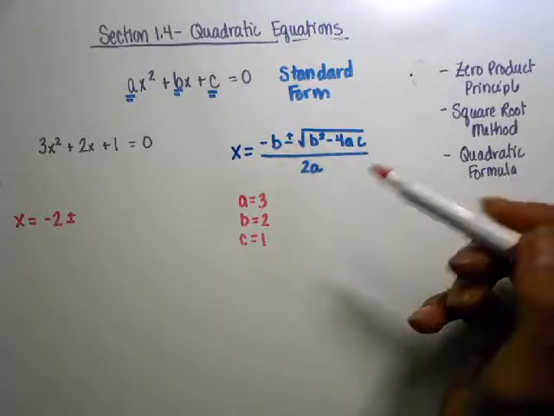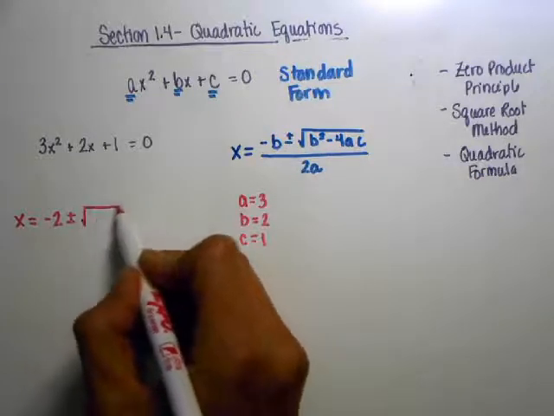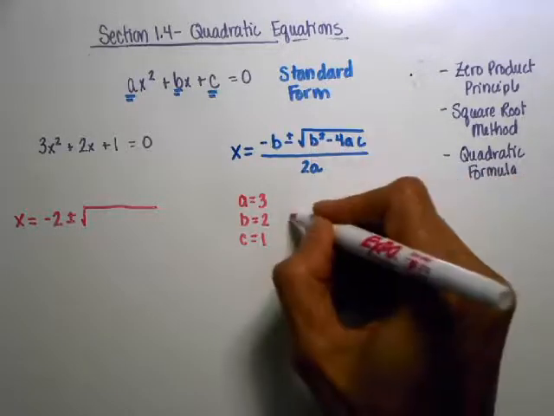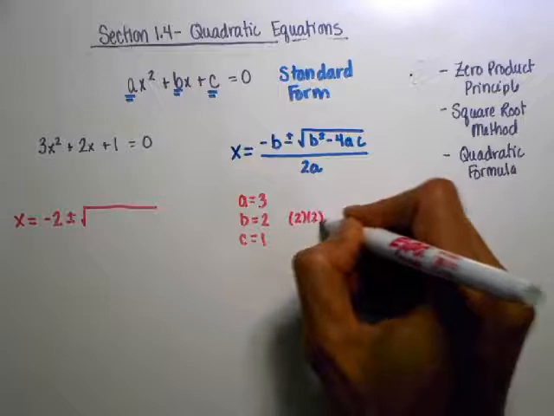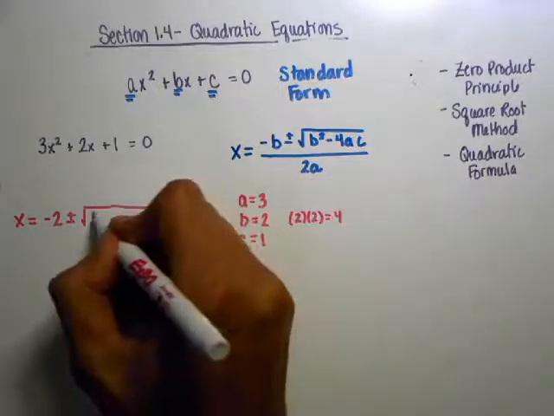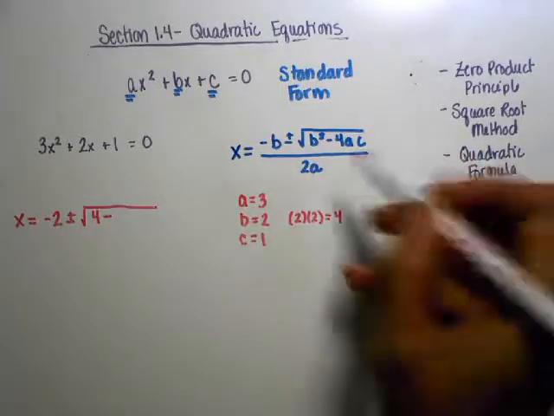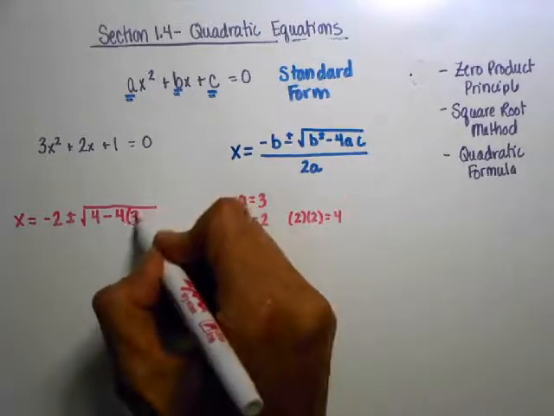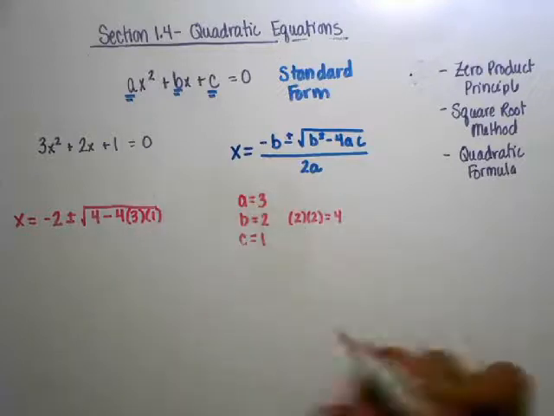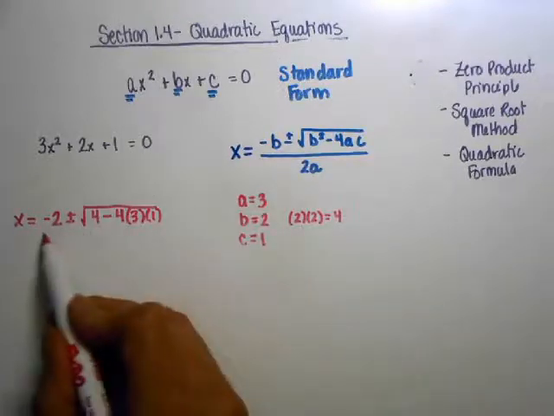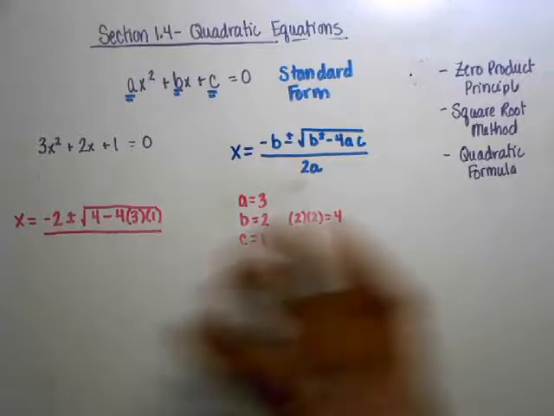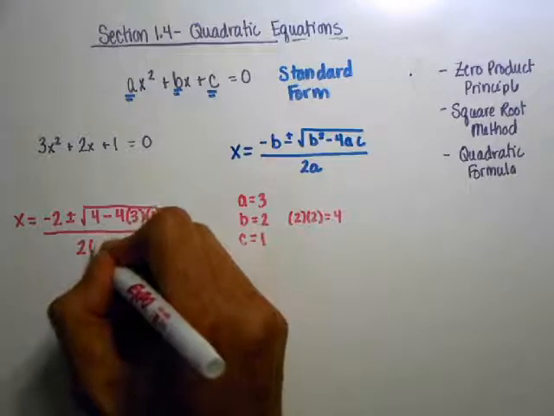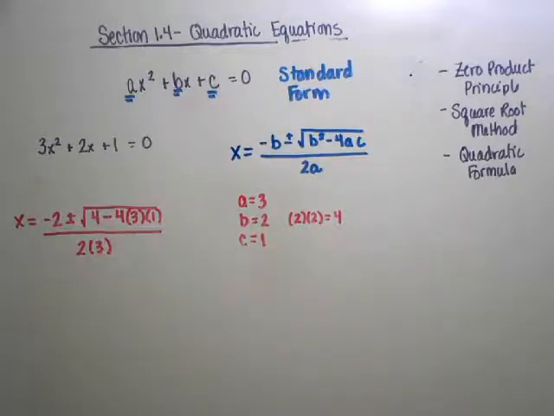Then we're going to have a big long square root symbol. And under the square root symbol, we're going to take the value b and square it. So we're going to take 2 times 2, which is 4. And we're going to subtract the quantity of 4 times our value of a times our value of c. And that entire mess that we have right here will all be divided by 2 times a, which in this case is 2 times 3. So this definitely seems complicated.